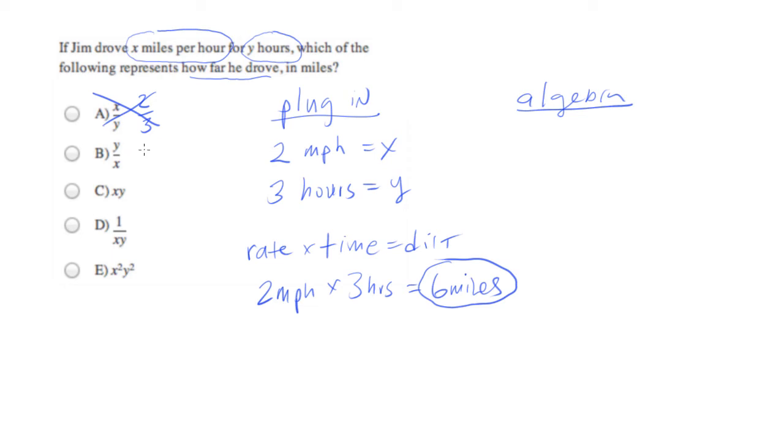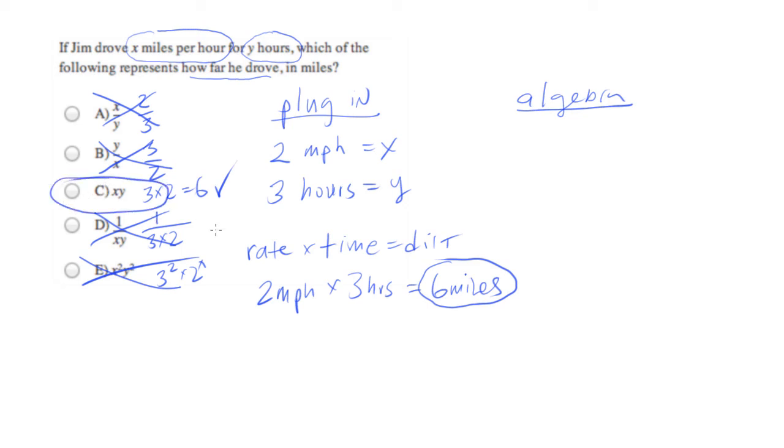In B, we have y over x. That's 3 over 2. Is that 6? No, so B is out. In C, we have 3 times 2, which equals 6. That is good. C is likely to be the right answer, but we have to keep checking just to be sure. 1 over 3 times 2, that's not going to equal 6. And let's try 3 squared times 2 squared, which will also not equal 6. So now we can confidently pick answer choice C.